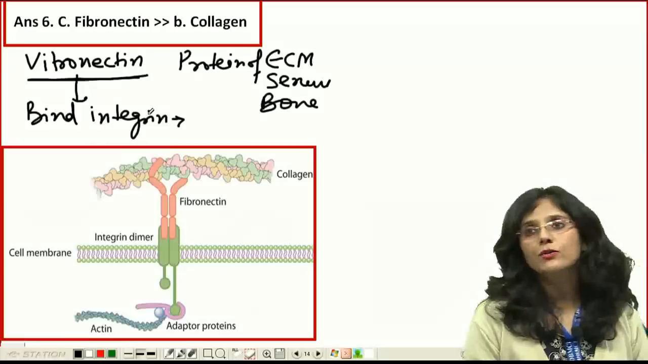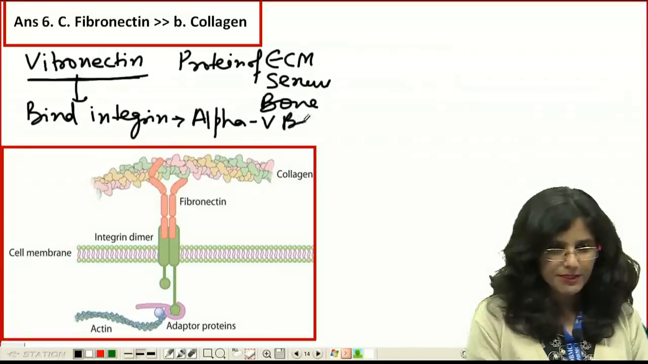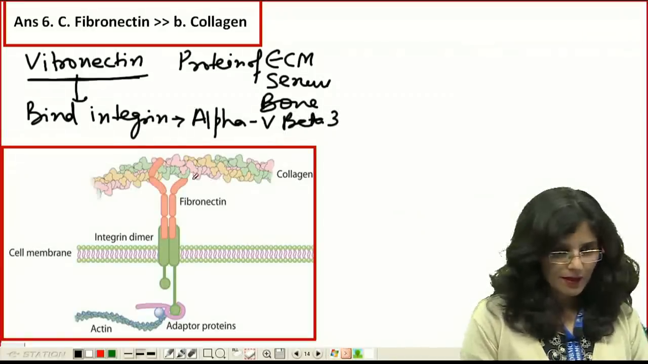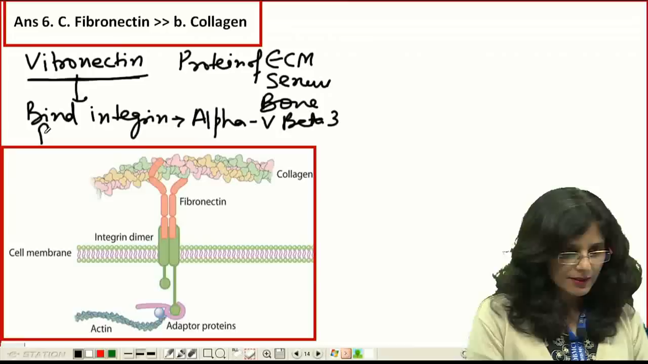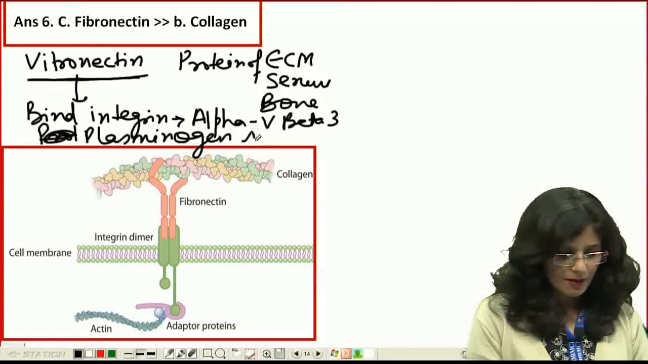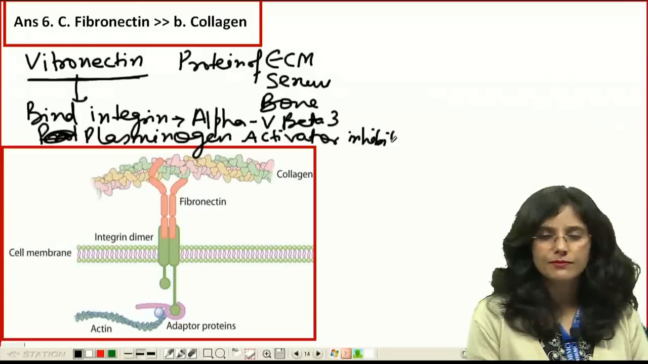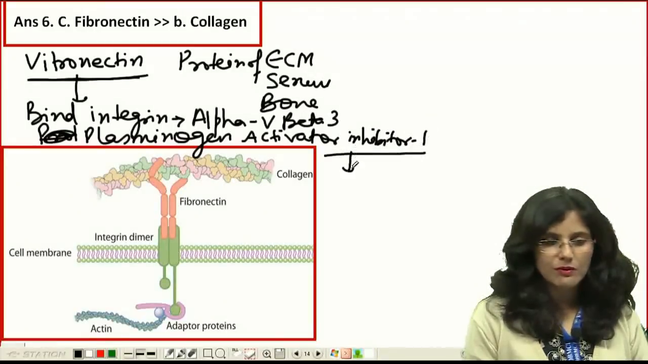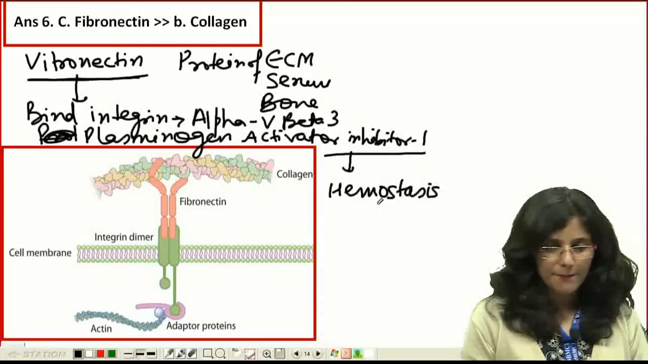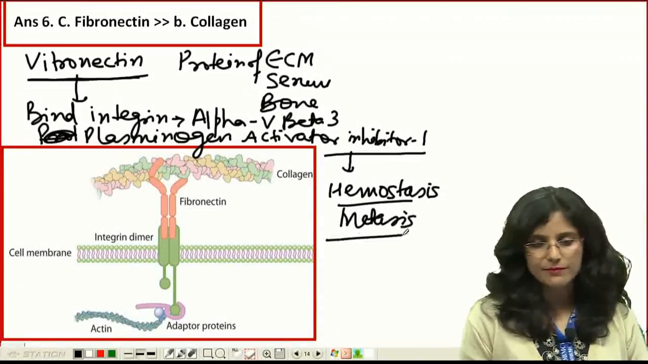Which integrin binds to the fibronectin? It is alpha V beta 3. And this also binds with plasminogen activator inhibitor 1. So fibronectin has a role in hemostasis. It also has a role in metastasis of cancers.